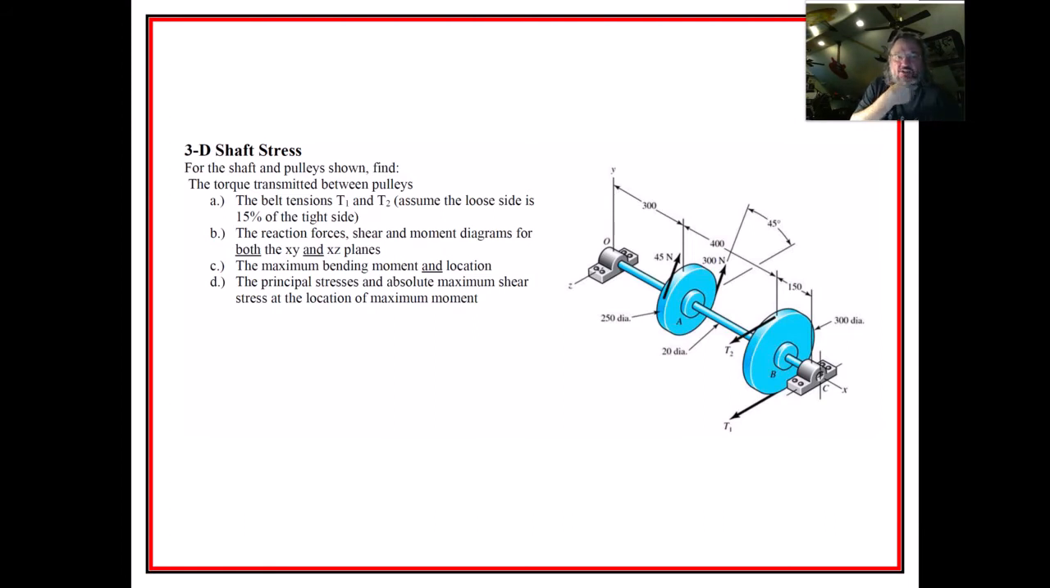We want to find the reaction forces, the shear and moment diagrams in both the XY and the XZ planes, and the maximum bending moment and location, and the principal stresses and absolute maximum shear stress at the location of maximum moment. Now, when I ask a problem like this, by the way, I'm always frustrated because this type of problem is one I really want you to know how to do, but it takes a long time. So quite often students aren't able to finish a problem like this.